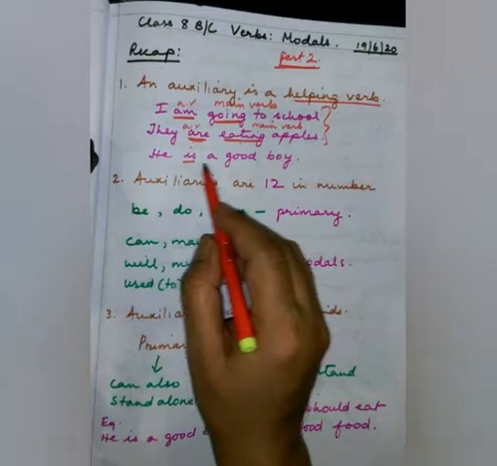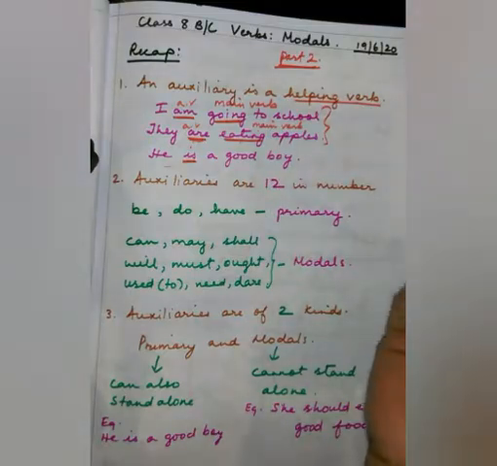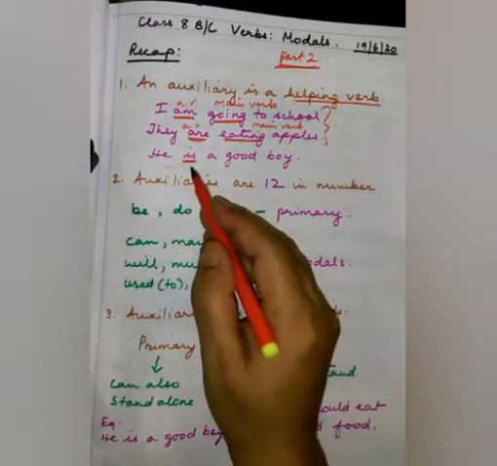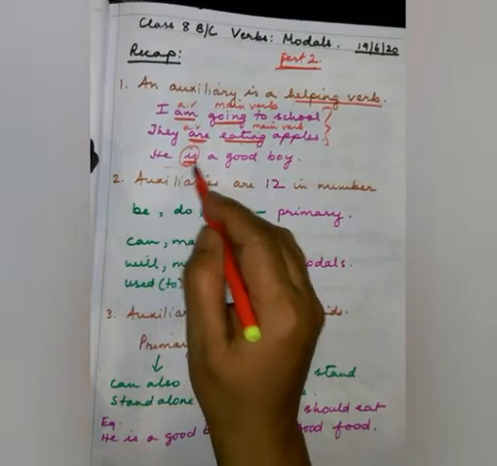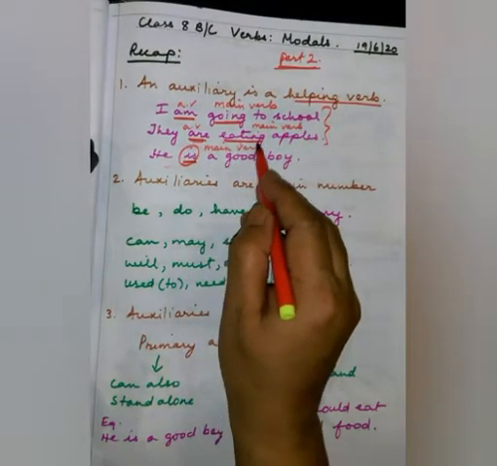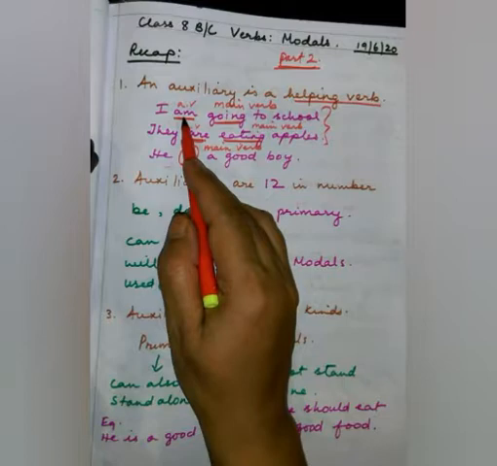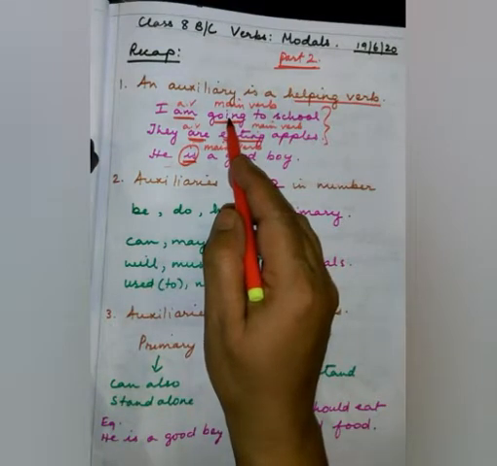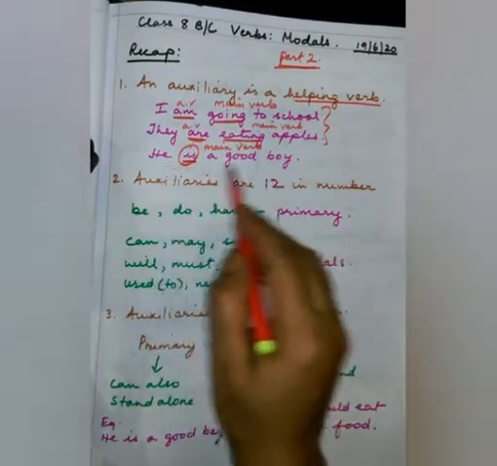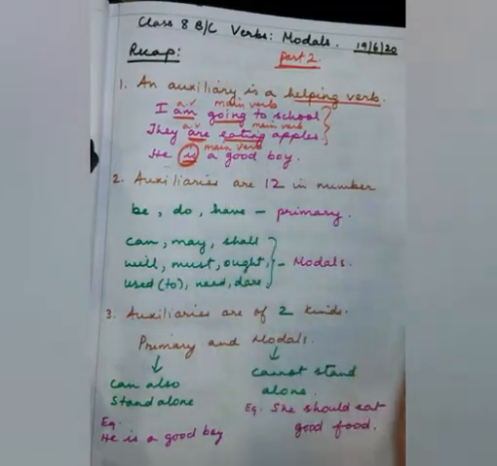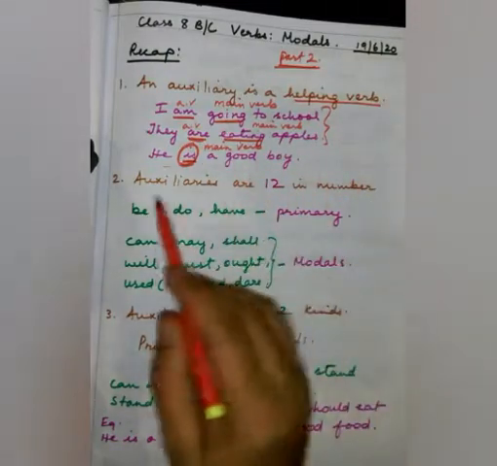Now look at this last sentence. He is a good boy. Where is the verb? Is there another verb here? There is no other verb. So is the only verb here, which is the helping verb. But because there is no other verb here, this becomes your main verb. Is is the boss here. Here, am is helping going. Going is the boss, the main verb. Here, eating is the boss, and am and are just help the main verbs. Here, there are no other verbs. That is why is becomes your main verb. Alright. So primary auxiliaries can be used as a helping verb or as a main verb.